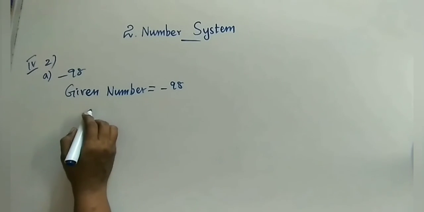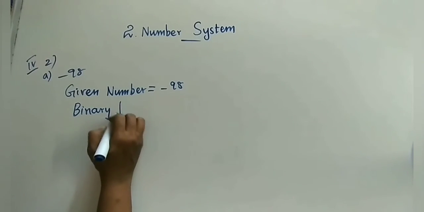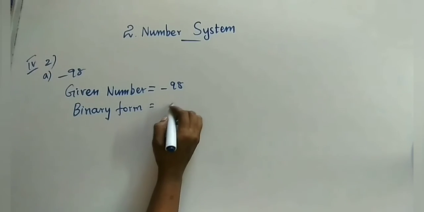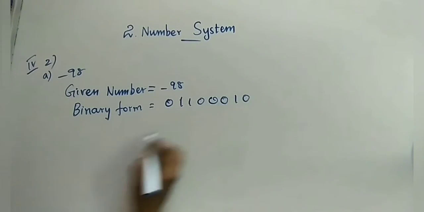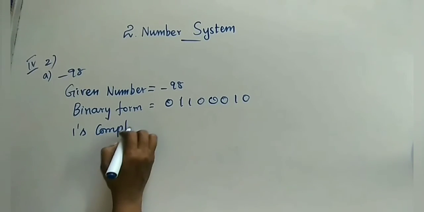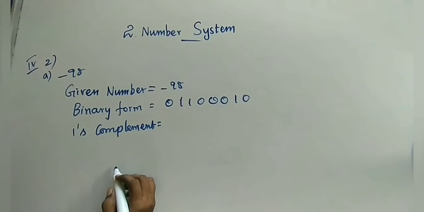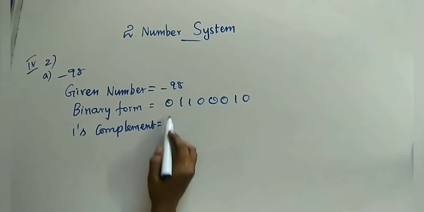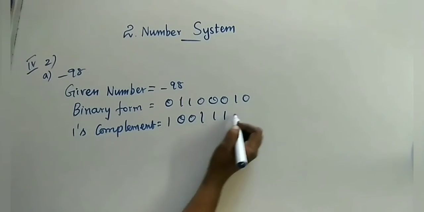Next, it is your binary form. While writing itself, you write it as 8-bit. Okay? What is it? Minus 98, 0, 1, 1, 0. So next it is your 1's complement. What is the 1's complement for you? See, it is a negative number. Don't forget, negative number means 1's complement. What do you have to do? You have to change 0 to 1 and 1 to 0. So it is 1, 0, 0, 1, 1, 0, 1.